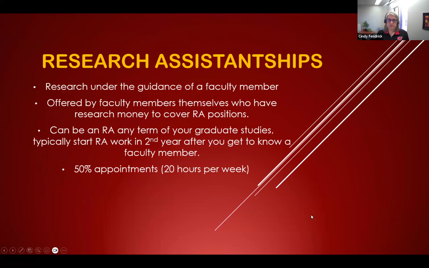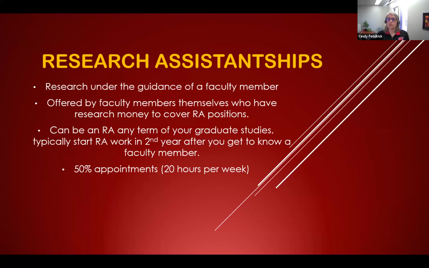Now, I briefly want to touch base on research assistants. So we do have research assistants within this department. They are governed by the guidance of the faculty member because the faculty member is using their grant monies, their research monies to cover you in that assistantship. You can be an RA at any term, even your first term, if you've already begun conversations with a faculty member and they have committed that arrangement to you.